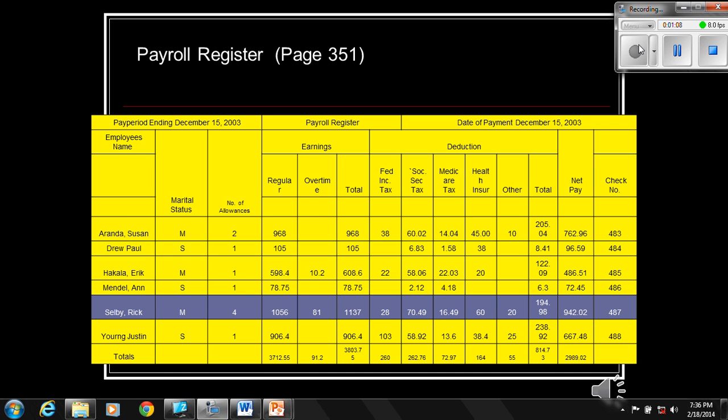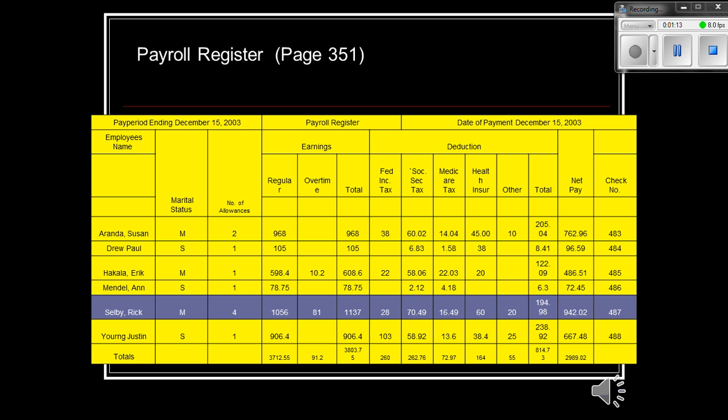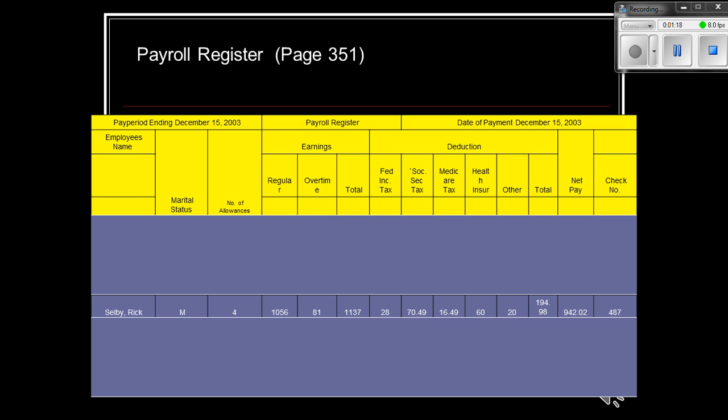Here's what we're going to do. We're going to specifically just look at Rick Shelby. Let's calculate this together one more time so that we're comfortable with it before we move on. Rick is married. He has 4 allowances. The total gross pay was $1,137. Now we go to the married chart, and we take our fingers down to $1,120 but less than $1,140. We take our finger over to 4 allowances, and that gives us the $28.